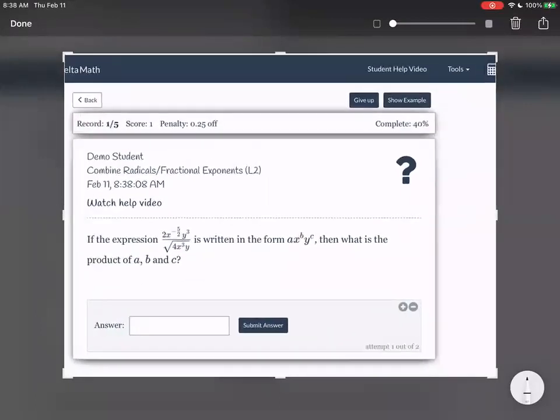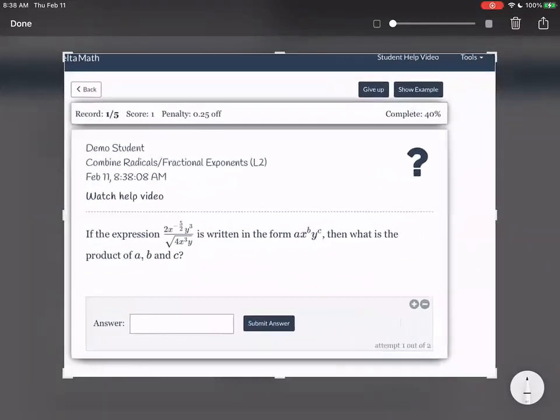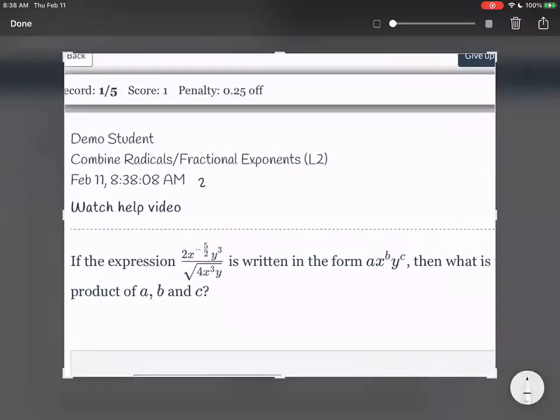I'm going to see if there's a better place for me to start writing. I don't know, I guess the format of the white space I have isn't really that great, but I will try to start writing over here. So 2x to the power of -5 halves, y to the power of 3.